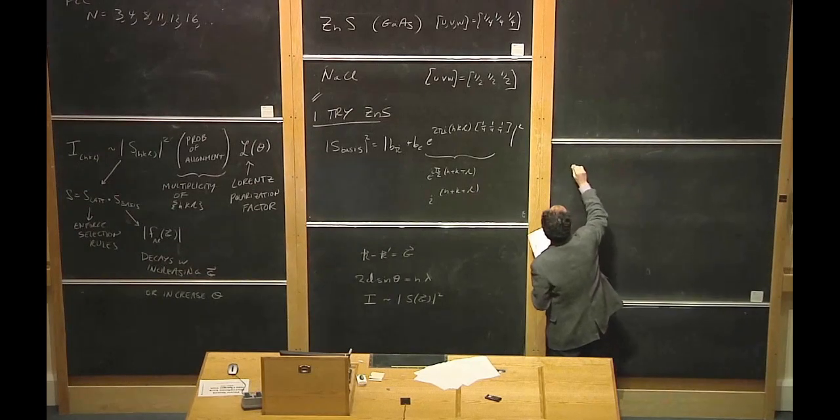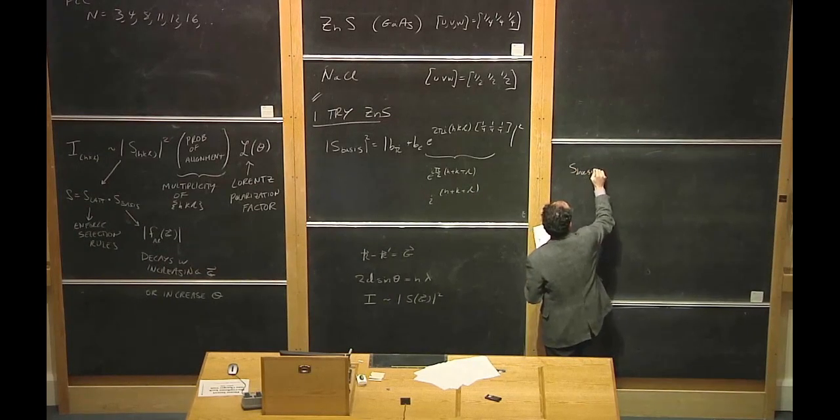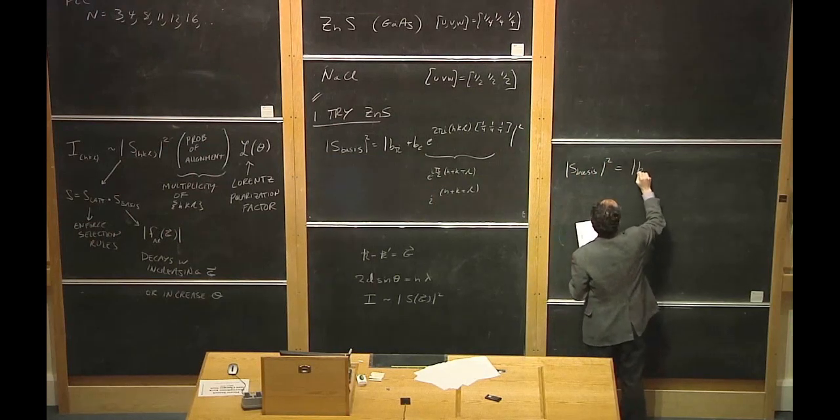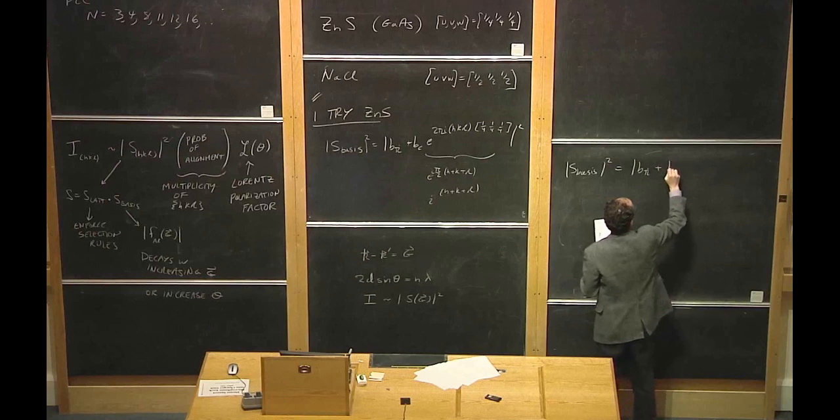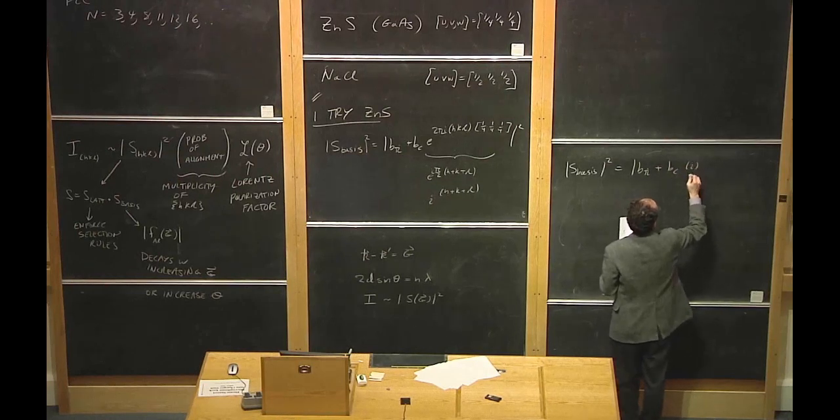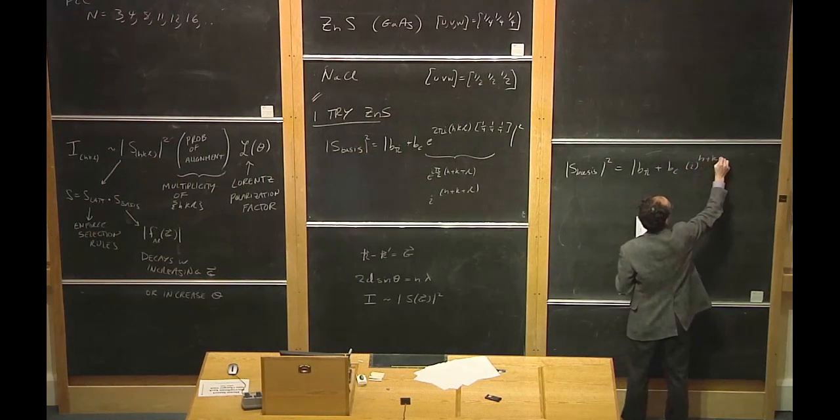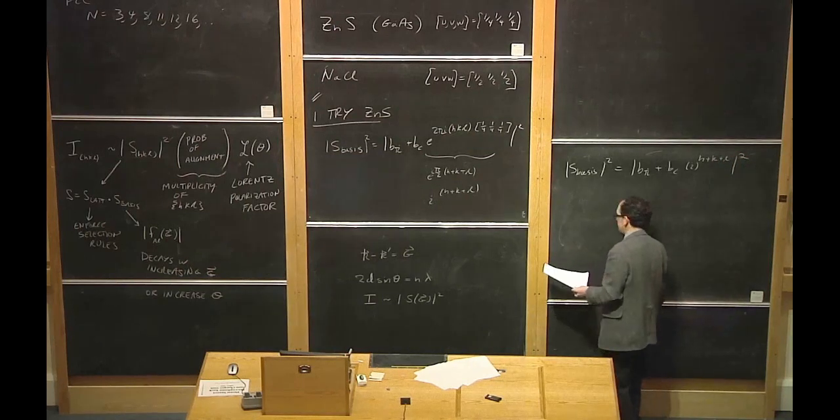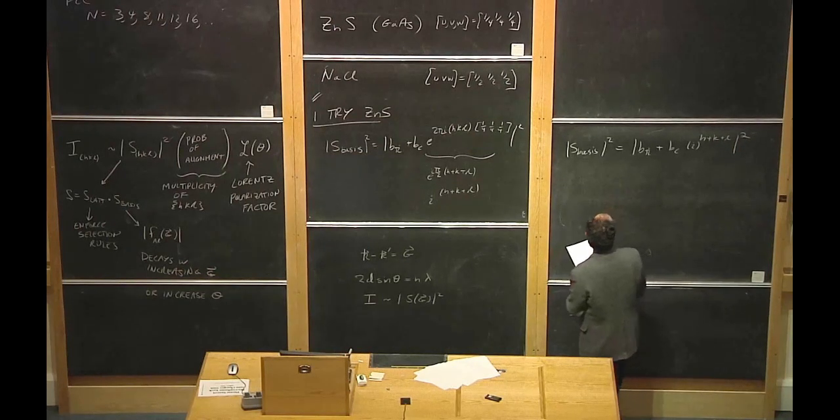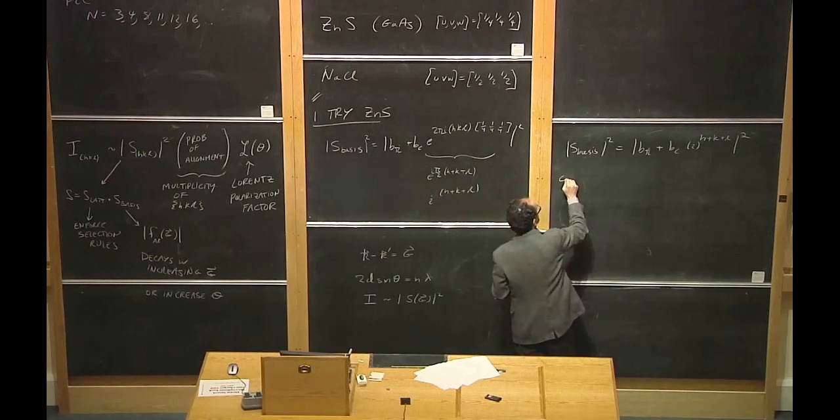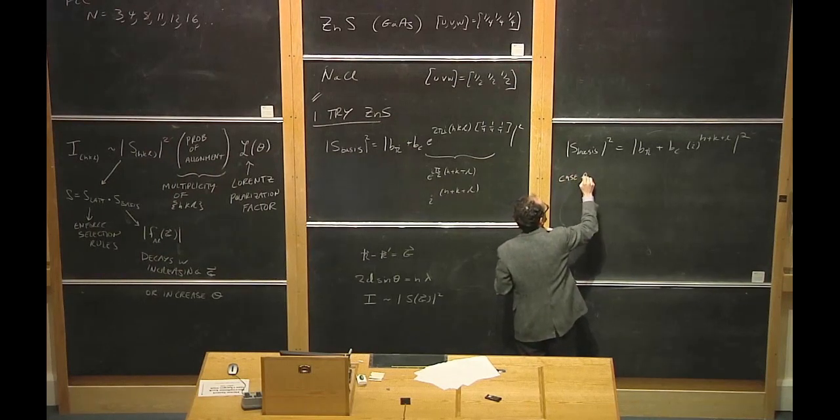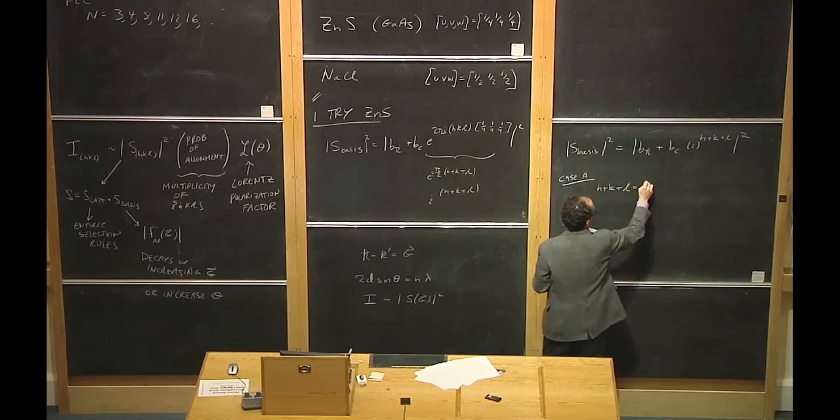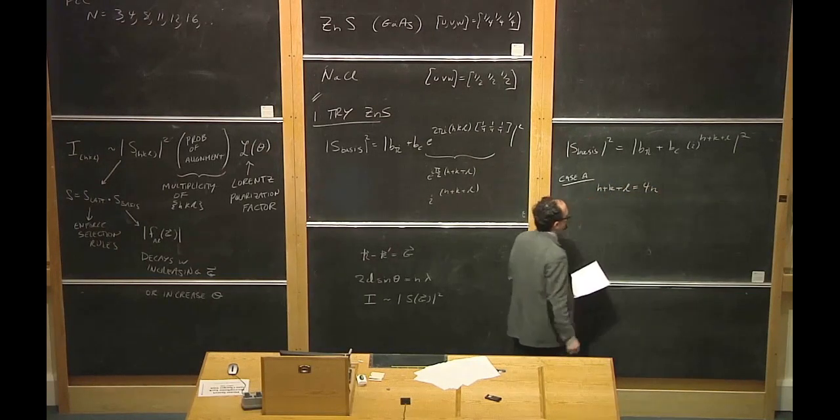So we have S basis squared equals B titanium plus B carbon times e to the i(H plus K plus L), squared. OK, and what is that as a function of H, K, and L? Well, there's three possibilities. Case A is that H plus K plus L is a multiple of 4, equals 4 times an integer n.